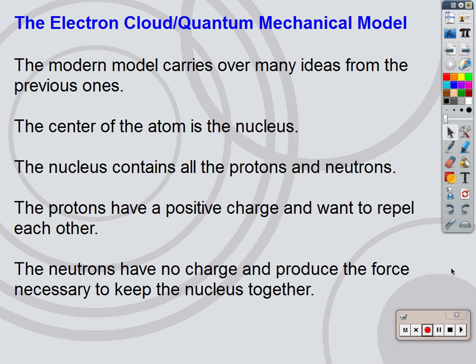First, there's a lot of ideas that carry over from the Bohr model. A lot of previous ideas are still at play here. The center of the atom is still called the nucleus. It's still a densely packed cluster of protons and neutrons. The nucleus still has a positive charge. The protons in the nucleus still want to repel each other. The neutrons have no charge. They're in there to hold that nucleus together.